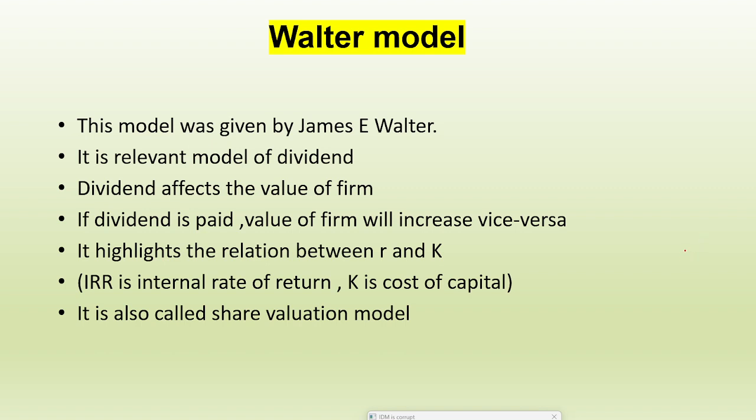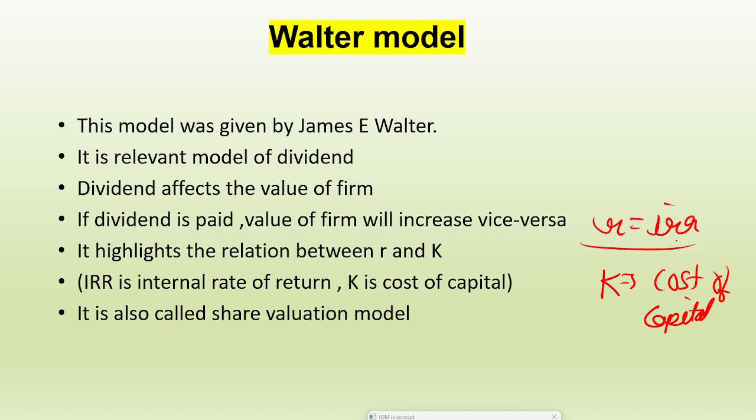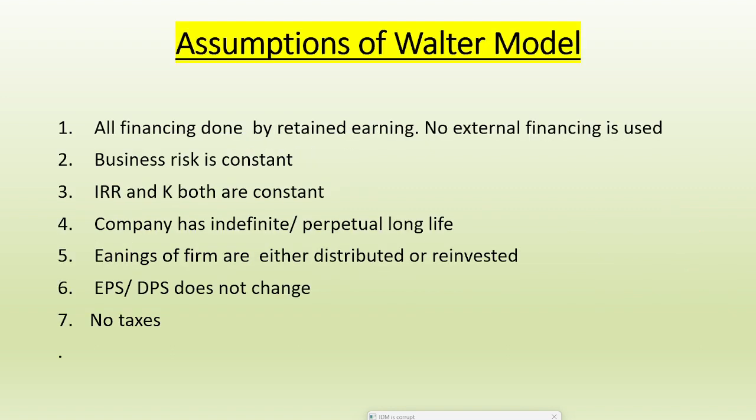Now it highlights the relation between R and K. R and K, basically what? K is here the cost of capital, and R is the internal rate of return, which we studied just today in our previous lecture, capital budgeting. IRR is the internal rate of return and K is the cost of capital. It is also called the share valuation model. Here the value of dividend is derived on the basis of shares, so it is called the share valuation model.